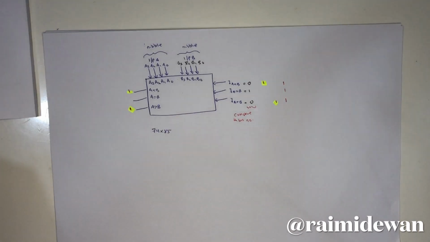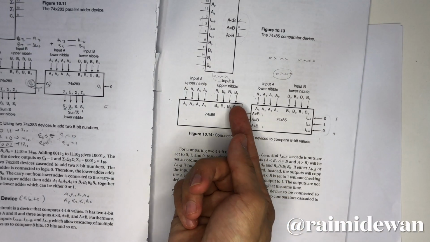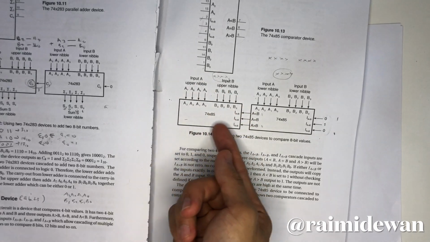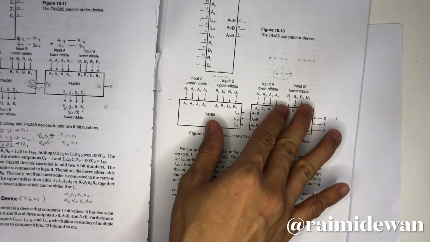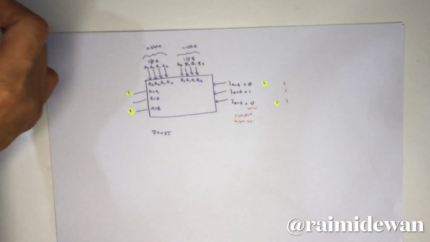Now, the cascade enables more than one device to be connected. For example, as in this figure, you can see we just simply connect this output to the next input of the upper nibble. This will enable it to compare 8-bit combinational inputs.